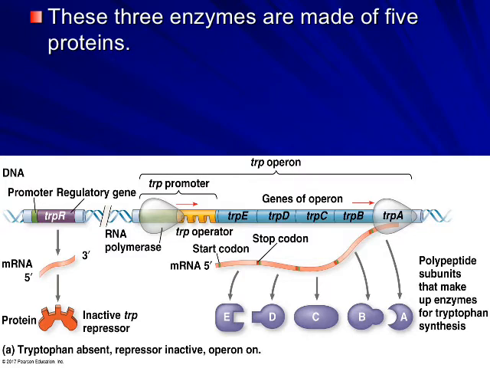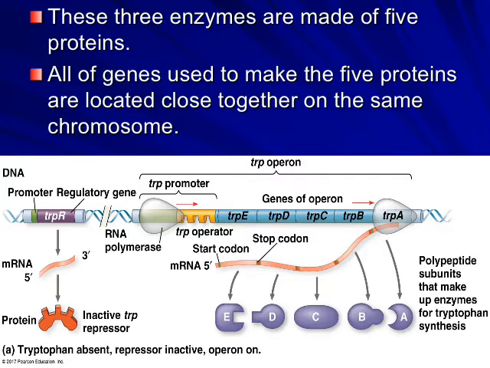Okay, so these 3 enzymes are made of 5 proteins, and you can see those 5 proteins, A, B, C, D, and E, and you can see the 5 genes in the piece of DNA. In addition to that, you can see an operator, that golden piece, that is a piece of DNA that is the on or off switch for that operon. And we'll get into what the operon is in just a minute. This is pictured on page 365 of your books.